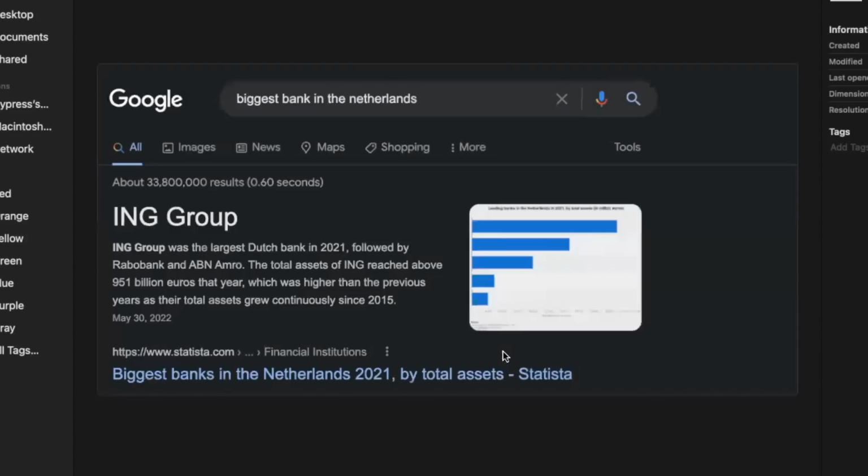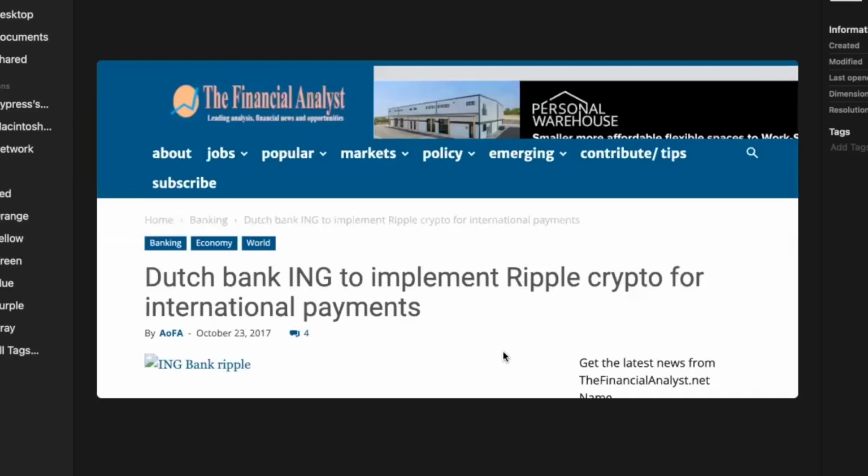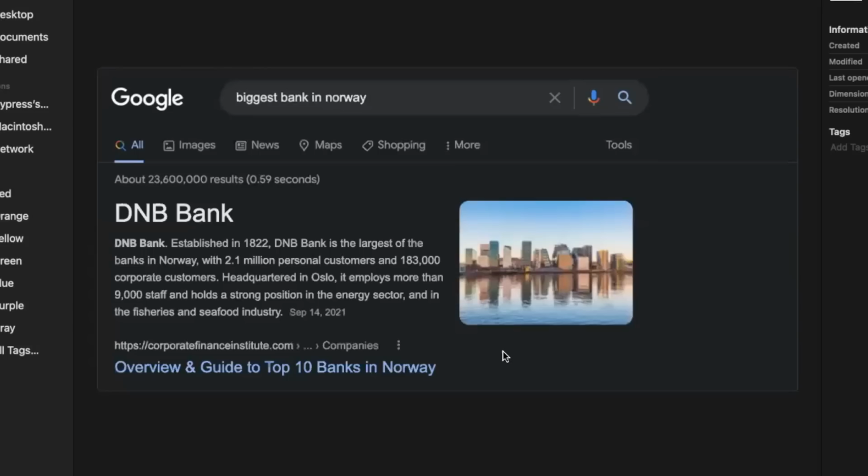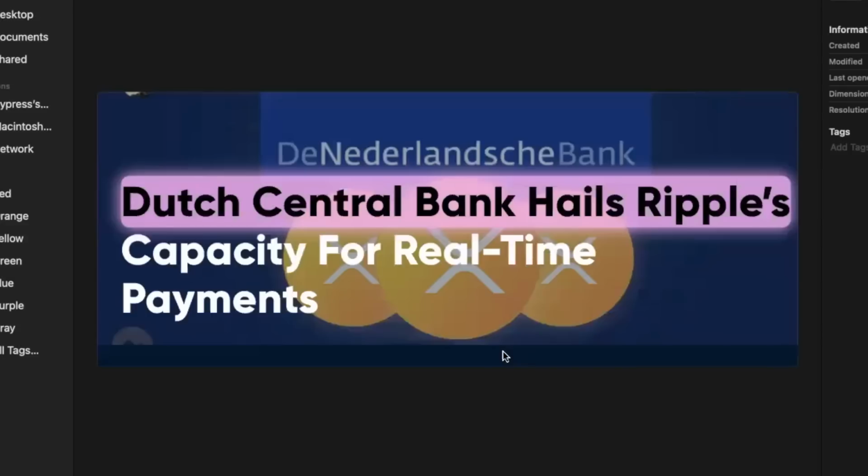Biggest bank in the Netherlands, ING Group. Coming over here, what do we see? Dutch bank ING to implement Ripple crypto for international payments. Biggest bank in Norway, DNB Bank. Moving on, Dutch Central Bank, DCB, hails Ripple.